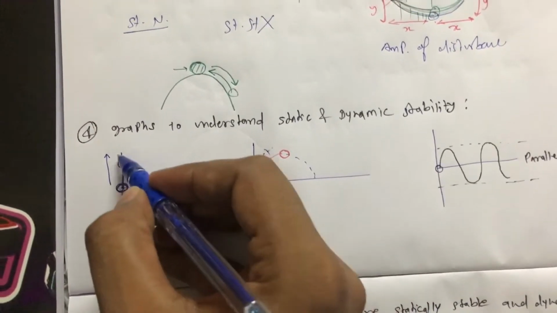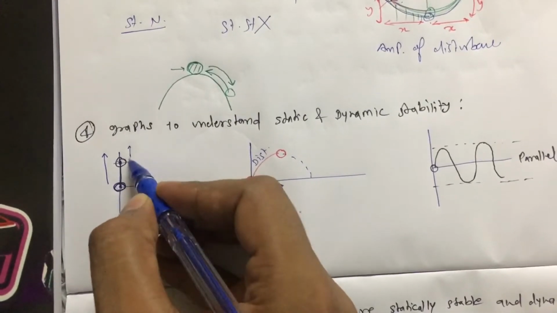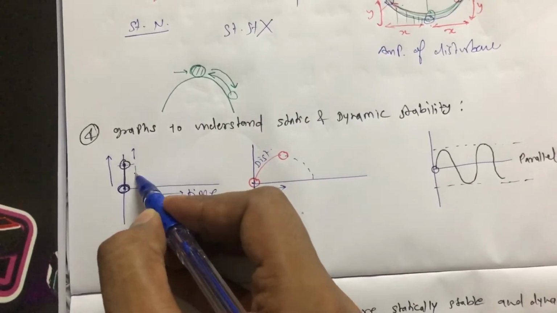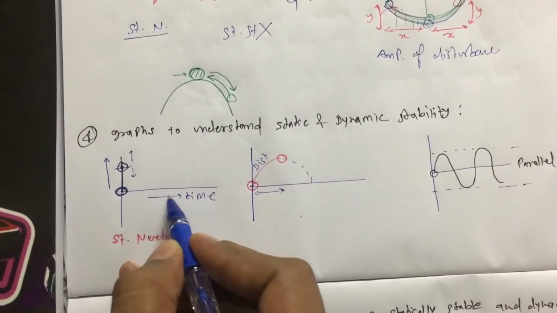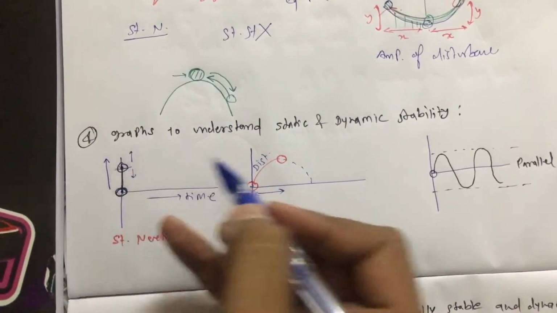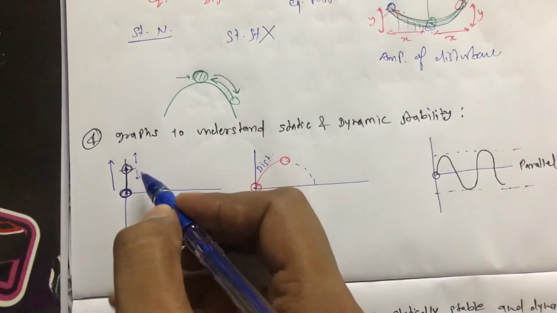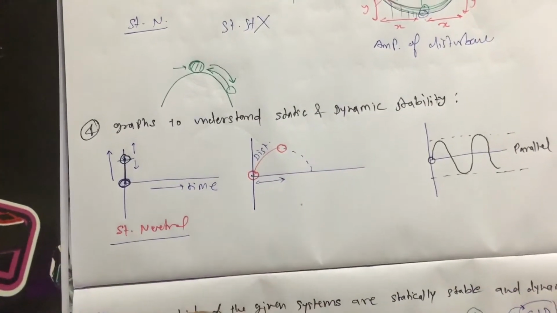So you see the displacement axis. After this, the object is not going for more displacement, and it is not coming back. It is here itself, means it is not taking some time to come back or to go up. Displacement is neither increasing nor decreasing, so there is no tendency to go ahead or come back. So this is statically neutral.